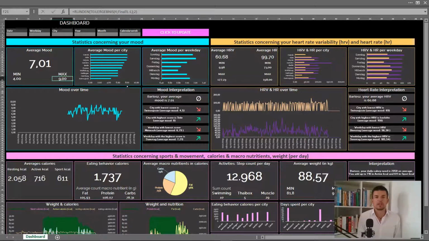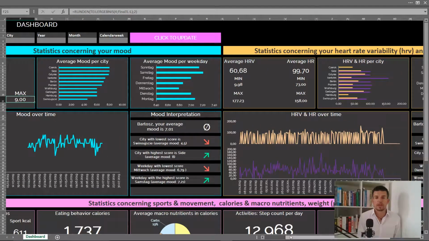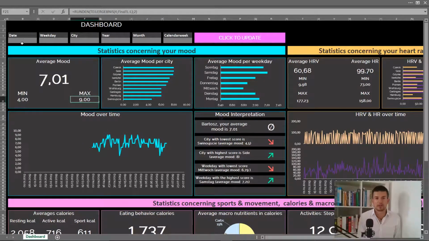Well, what do we see in a dashboard? In general, we do see a filter. The filter is based on the different columns of data which are available. So A, we have the filter for date. B, we have the filter for weekday. So Monday, Tuesday. We have filters for cities. So for example, in my case, we have Gdynia in Poland, or Berlin in Germany, etc. We have a year, we have months, and we have calendar weeks if you want to zoom in into different time frames.